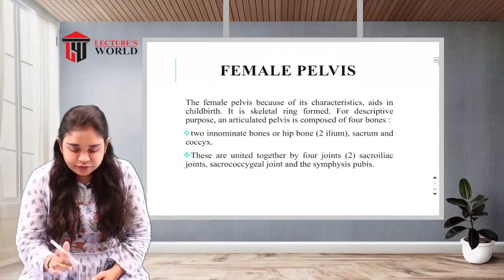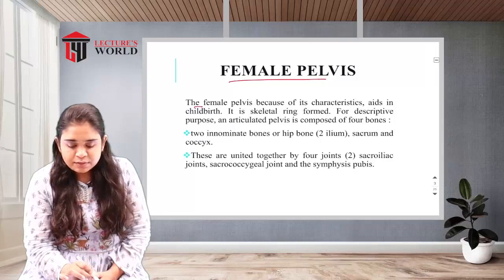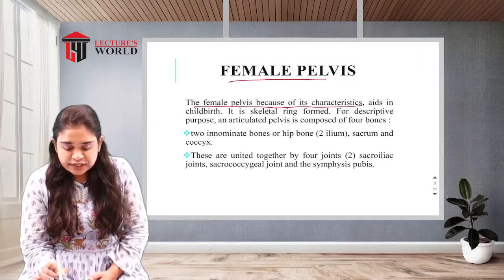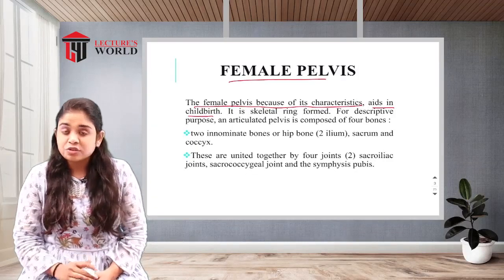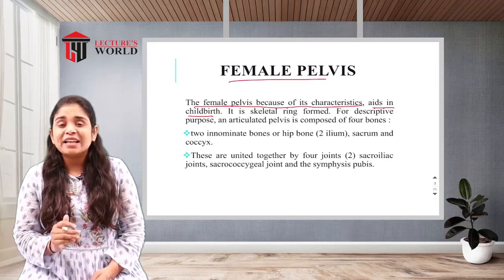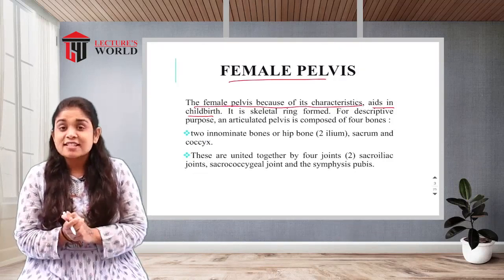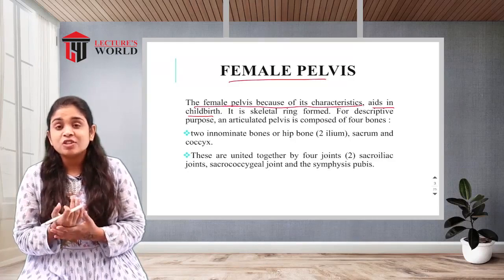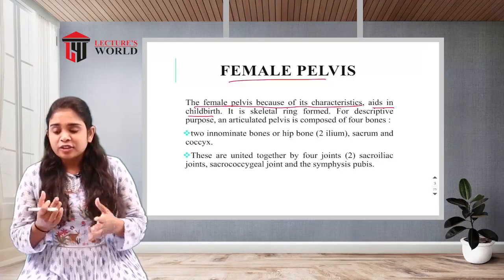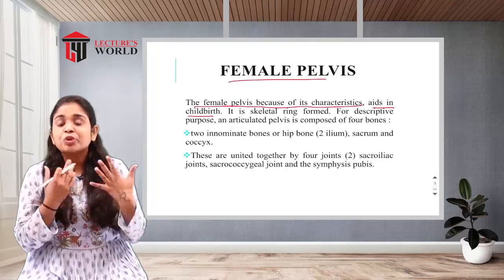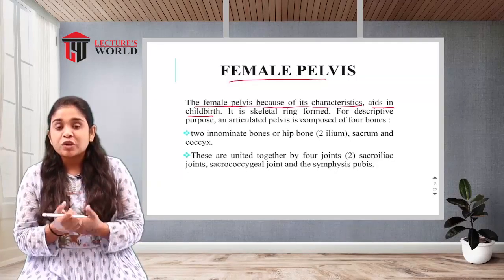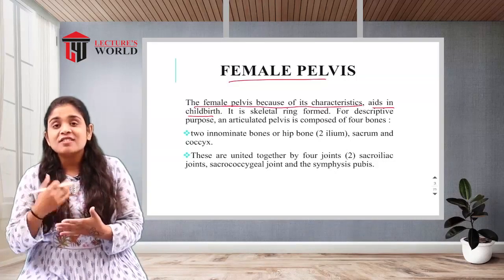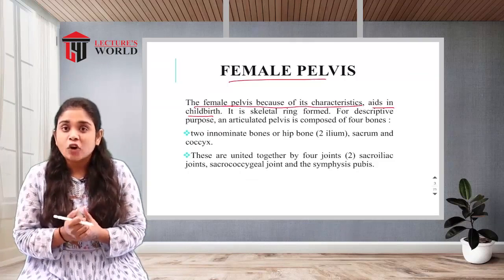So first of all, the female pelvis. Because of its characteristics, the female pelvis aids in childbirth. The main part we can consider during childbirth is the female pelvis. When the childbirth is there, or even when the pregnancy is there, the pelvis is going to provide shelter to the baby. Okay, and it is also providing shelter for the reproductive organs.